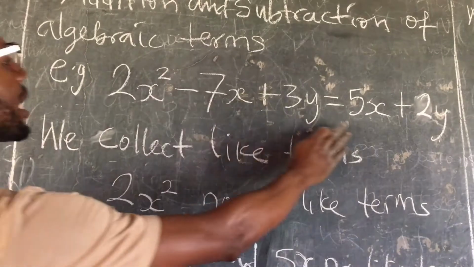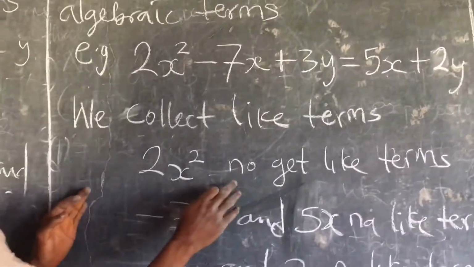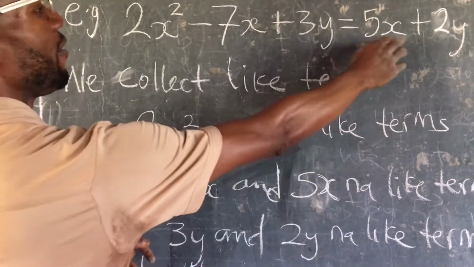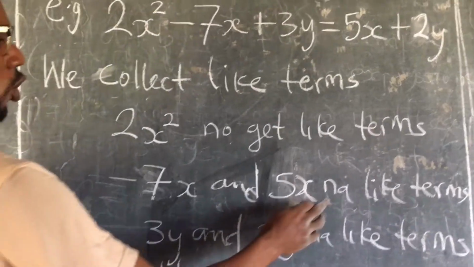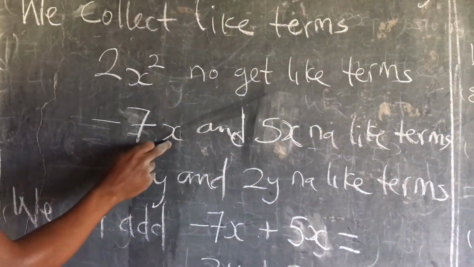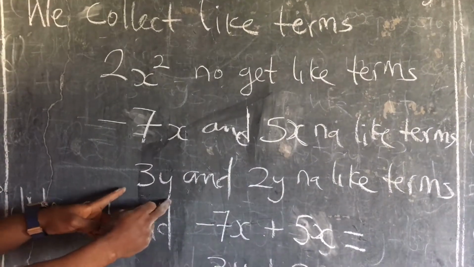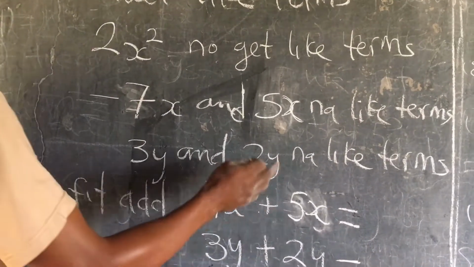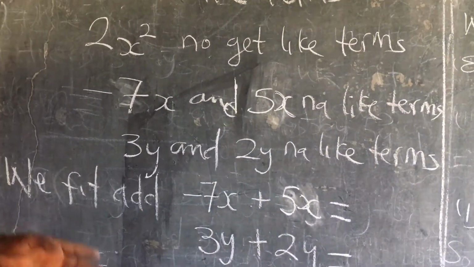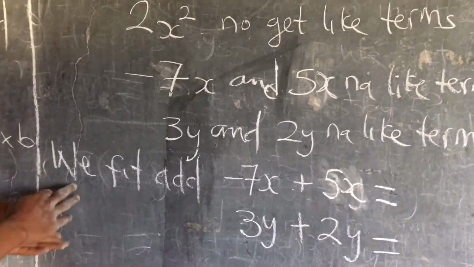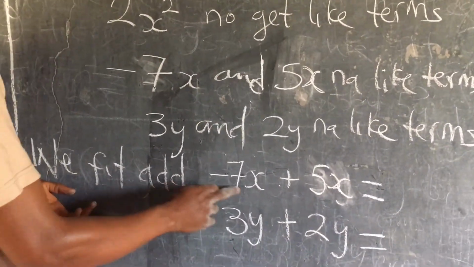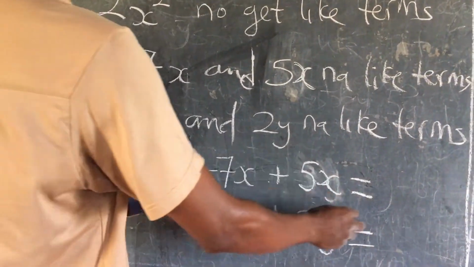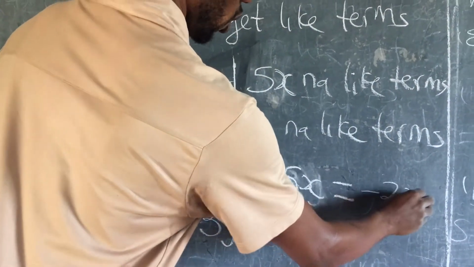We will explain that when we do indices. So this one has no category in this expression, so it has no like terms. But minus 7x and 5x have the same level. They are like terms because they carry x. Now 3y and 2y are like terms because they carry y each. So they are at the same level. For that reason, we can add. We can add minus 7x plus 5x. So minus 7x plus 5x will give me minus 2x.